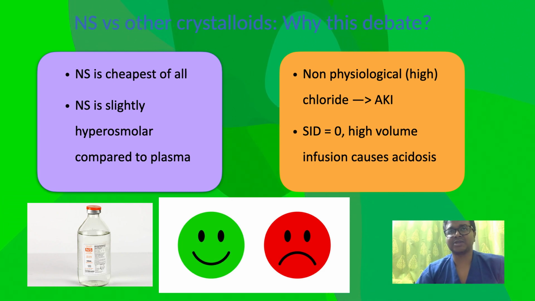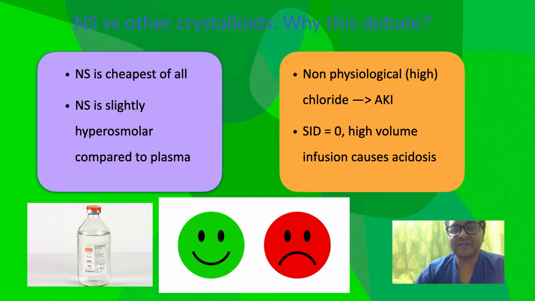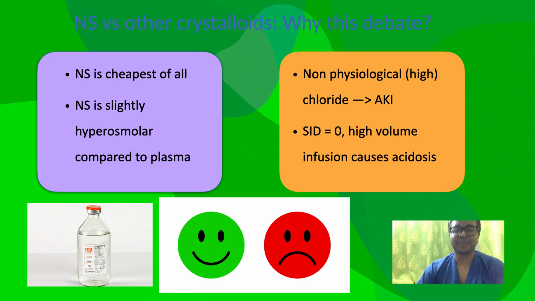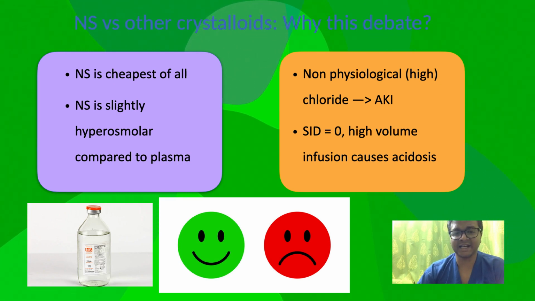And anything which has a strong ion deficit of zero is an acidic substance. In other words, if we give a large amount of normal saline to our patients, it will shift the plasma strong ion deficit from a normal value of 40 towards zero, and anything which is less than 40 will drag the plasma pH towards the acidotic range. This is the Stewart concept of acid-base disorders, and from this concept we know that high volume sodium chloride or high volume normal saline is going to cause metabolic acidosis.